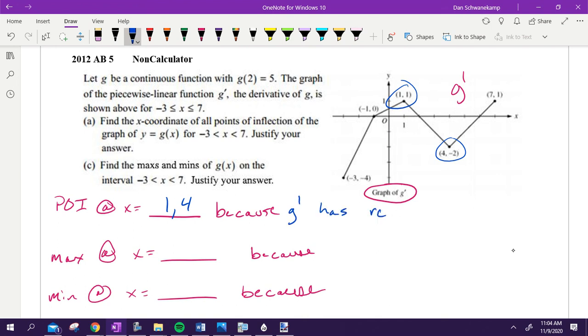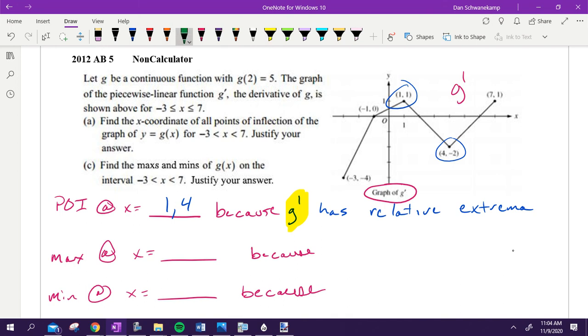G prime has a relative extrema. That is the best answer to give here. And you have to say G prime. If you didn't say G prime, it is wrong. G prime is what they gave me, so that's what my justification is. She could have said G prime changes signs, or G prime changes from increasing to decreasing, or decreasing to increasing. Say relative extrema. It's the easiest way to do it. Great. There's part A.